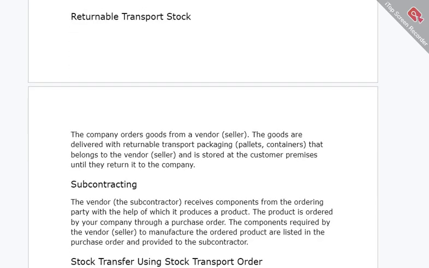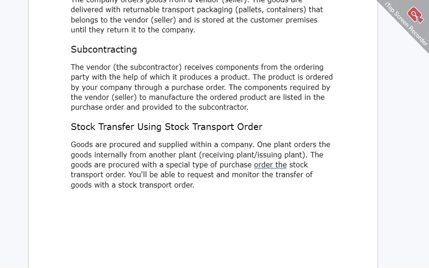Returnable transport stock. The company orders goods from a vendor or seller, and the goods are delivered with returnable transport packaging, such as pallets and containers, that belong to the vendor and are stored at the customer premises until they return it to the vendor.